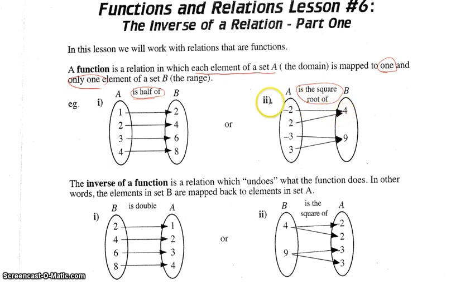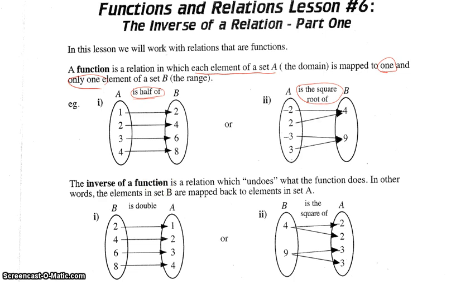Now both of these are functions because for one element in the first set A, or the domain, there is only one corresponding element in the range. Even here, -2 has only one element in the range, and 2 has only one element in the range. Now let's talk about the inverse.